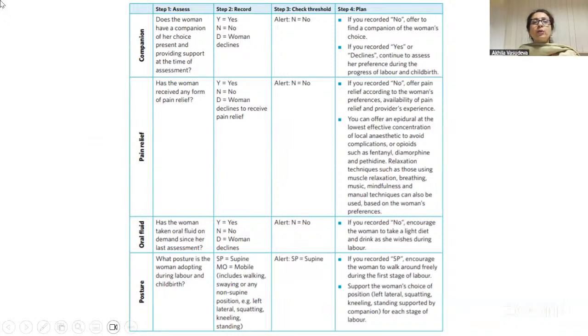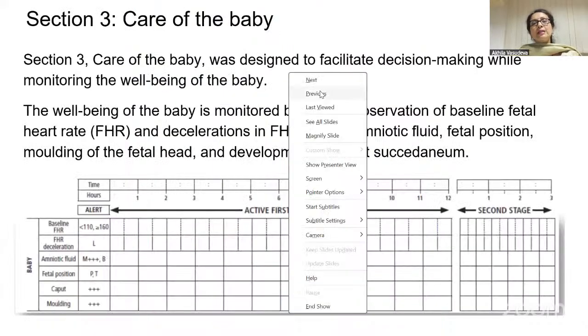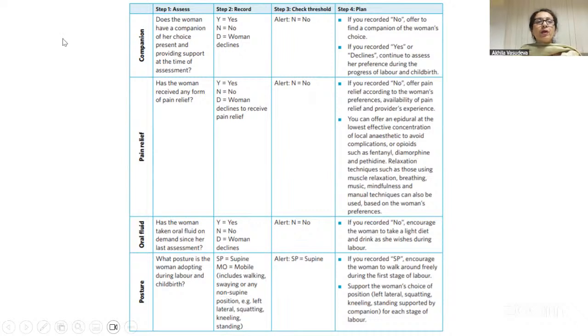So here, as you can see, companionship. See, almost all women are going to say, "Give me a companion," isn't it? If you don't talk about companionship at all, if your labor room doesn't offer it, they all accept it.